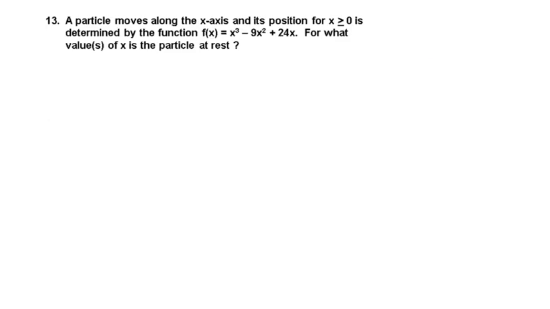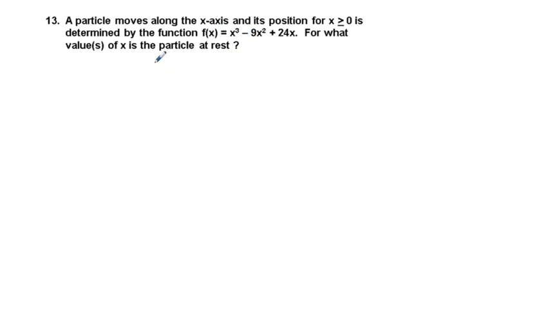13, a particle moves along the x-axis. Position for x is greater than or equal to 0 is determined by the function f of x equals x cubed minus 9x squared plus 24x. For what value or values of x is the particle at rest? Well, the particle at rest is going to be at rest where the velocity is 0.